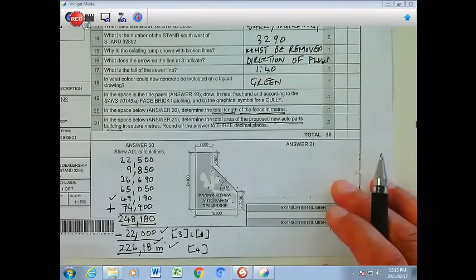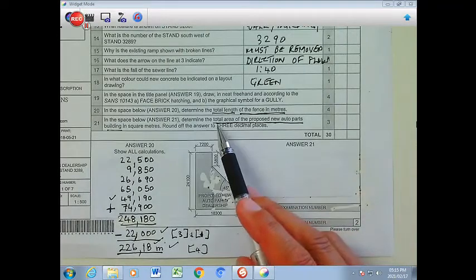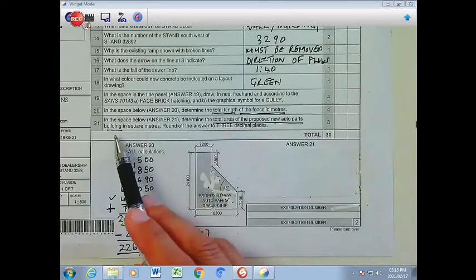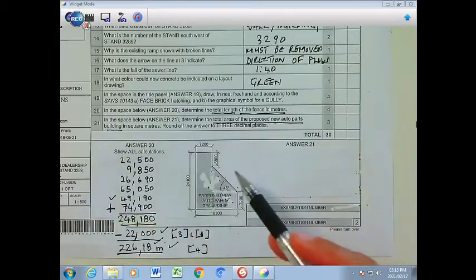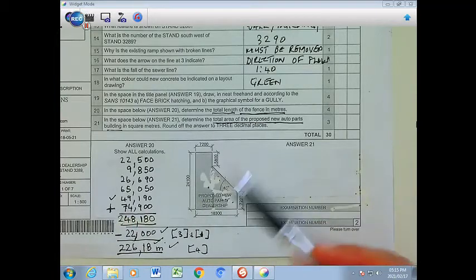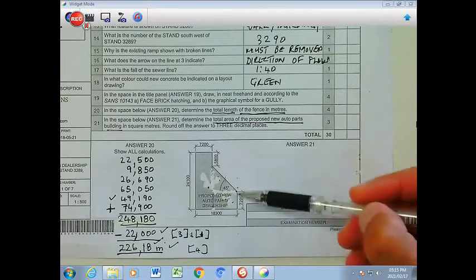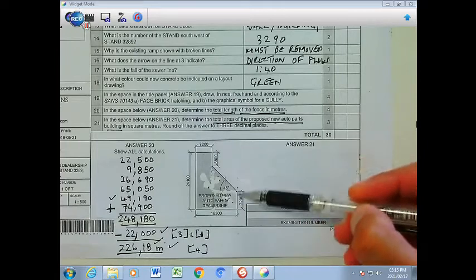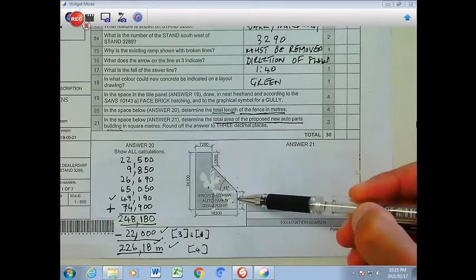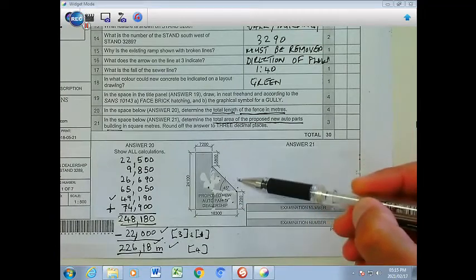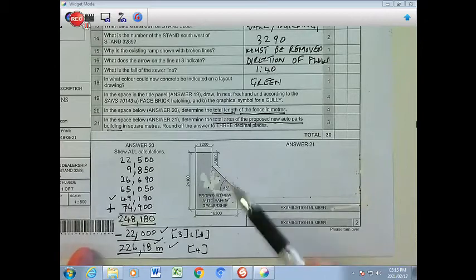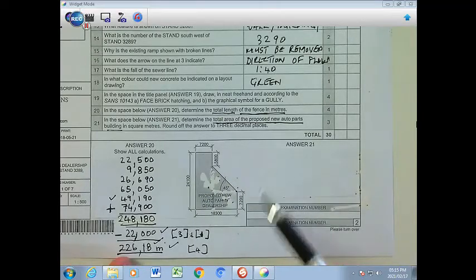Let's move to the question on this side, which is question number 21, asking to calculate the total area of the proposed new auto part building in square meters, which is that building over there. So I have to do a few calculations here. I can either chop this up into different parts and add them, or alternatively I can make that a full complete rectangle and then work out those parts that should not be there and subtract it. There are many ways of doing this sum here. You can decide which way is suitable and best for you.